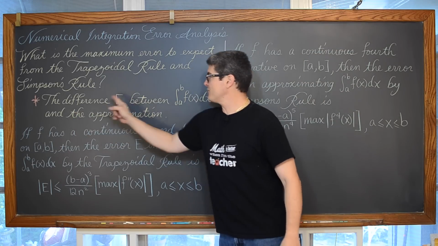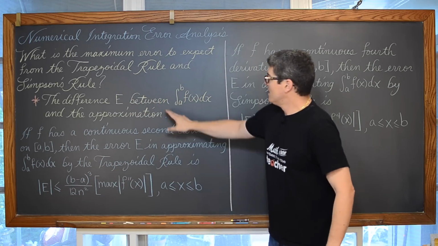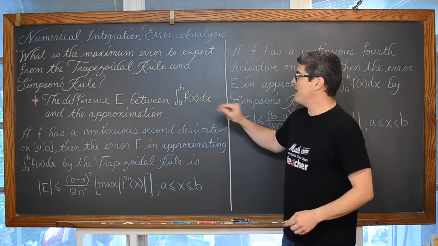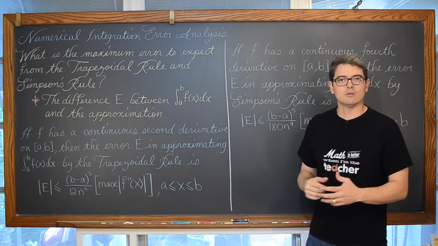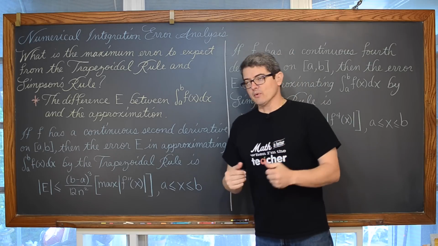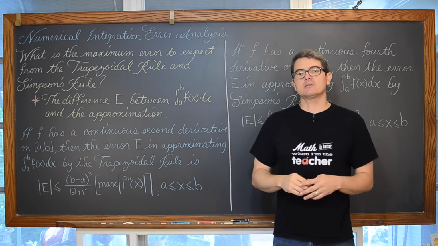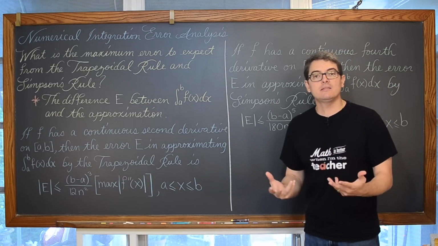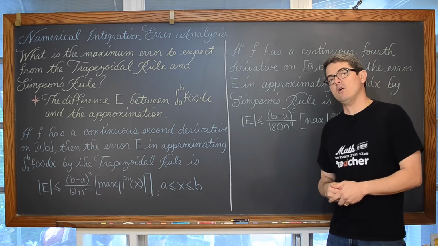Or in other words, what is the difference E, which we're going to be seeing in our formulas, between the definite integral from a to b of f of x dx and the approximation from the trapezoidal or Simpson's rule. Again, we're working through this because it's not difficult to come up with an integrand that you can't take the integral of easily with the elementary techniques that we've learned so far.